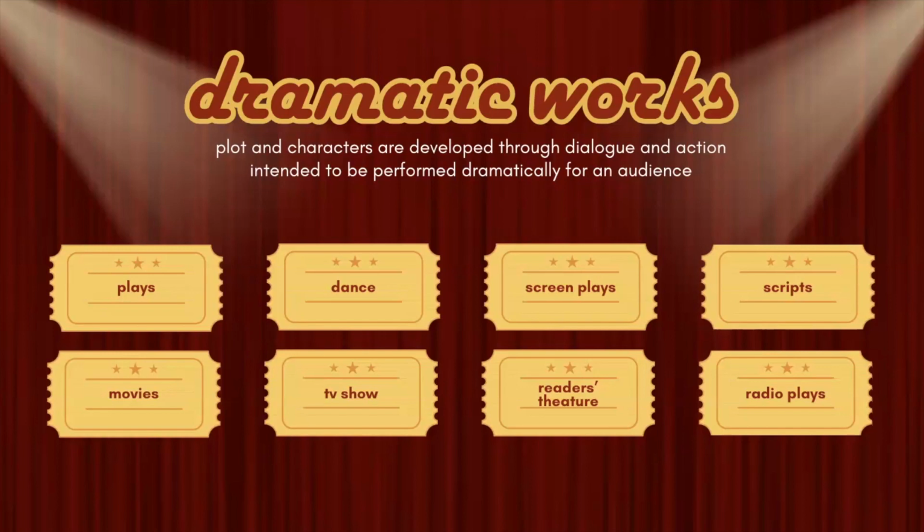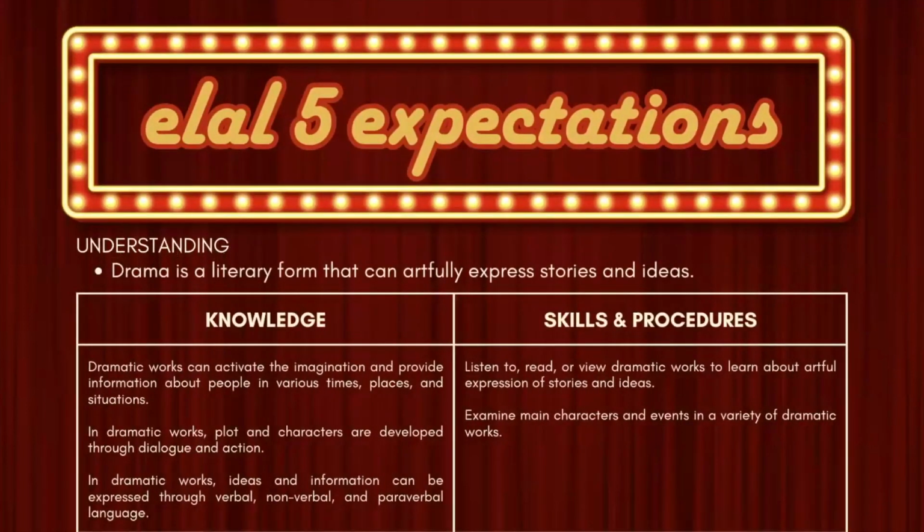So, of course, that could be a play. It could also be a dance performance. It could be the opera. It could be the actual script or screenplay that we're looking at. It could be a movie, a TV show, readers' theater, radio plays, anything where we've got some performance piece happening in a way to communicate the information. That is a dramatic work. So when we look at the examples of dramatic works, we actually see lots and lots of options for us to pick from. So let's look at those expectations for grade 5 first.